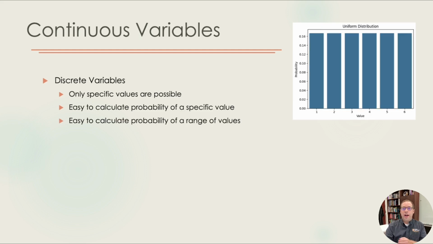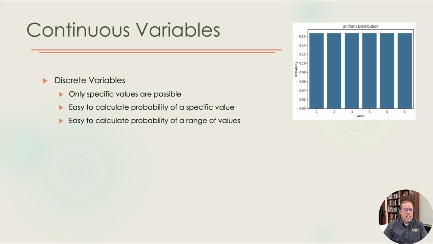Here's another example of a discrete variable. This would be rolling a single die. If you roll a 6-sided die, you can only have one of 6 possible outcomes. And so since it's 1 out of 6, that means the probability of each number is 1/6, 16.67%. And so the probabilities are the same across the board. So the probability distribution of rolling a die is going to have the same probabilities for all 6 categories.